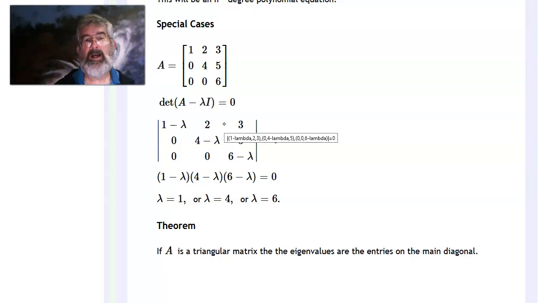Now that we know how to find eigenvalues, the next thing we need to do is to be able to calculate eigenvectors, and that is the topic of the next video.